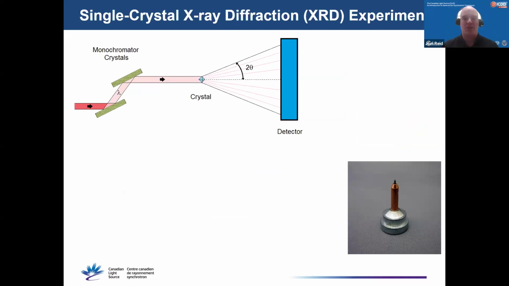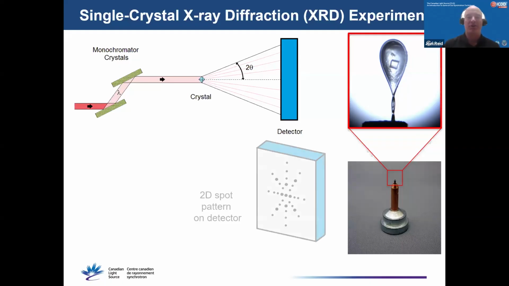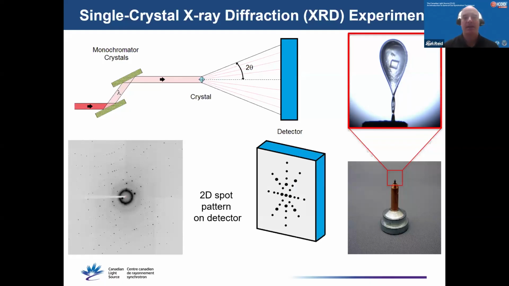To actually see the crystal, we need to zoom in on the top of the base. The crystal is the small cube in the center of the loop. This crystal is on the order of 100 micrometers in size, so it's not very big. When we shine X-rays on the crystal, we get a pattern of spots on our detector. This is a cartoon, but an actual pattern looks something like this. And the pattern depends on the orientation of the crystal.